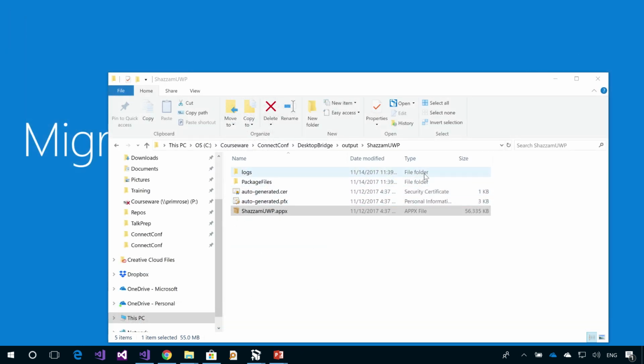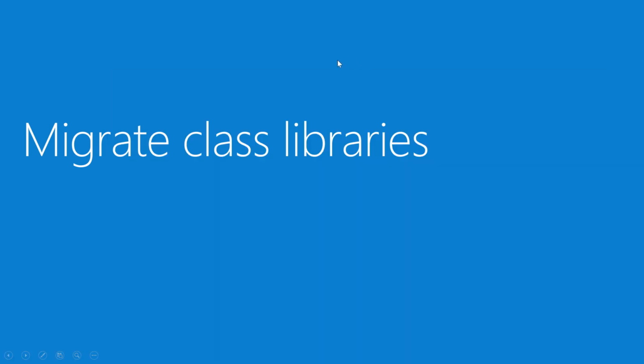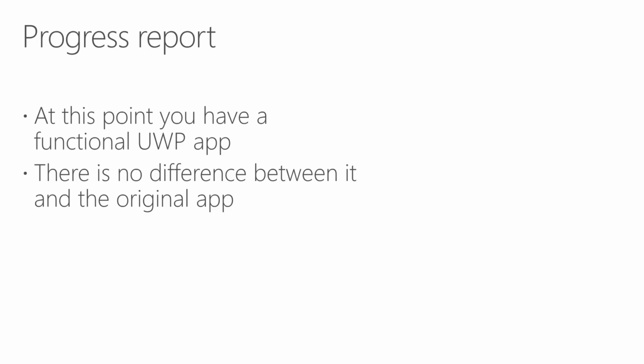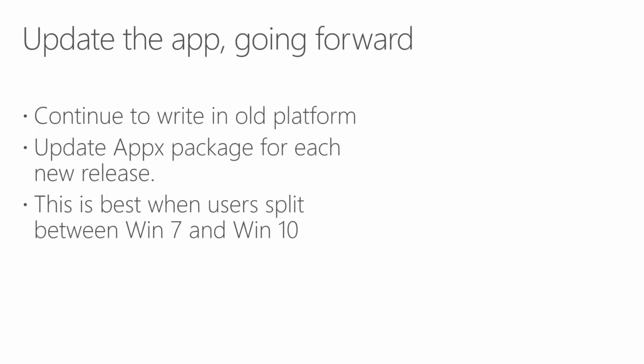Okay. Now, at this point, you have a functional UWP application. There's no difference between it and the original application, except that it's deployed via the store and it is installed via the store and uninstalled through the normal app uninstall procedures. Now, what do we do if we update that application? Let's say that I decide to take Shazam and make some changes to it, add a new feature, add a new shader, something like that.